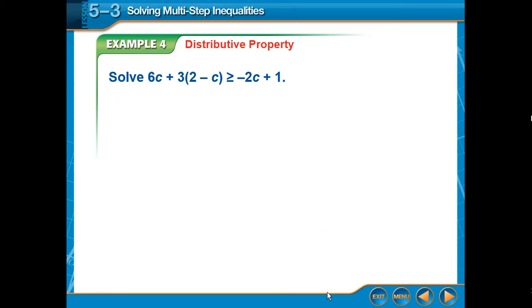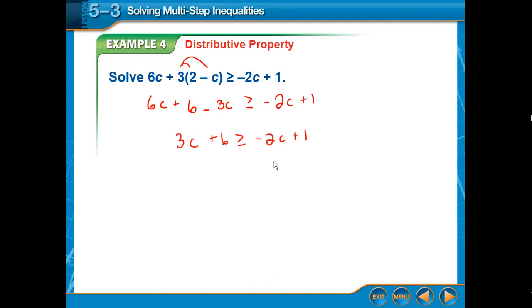If I have something with parentheses, I want to get rid of those first by using the distributive property. So I'm going to distribute 3 into both of those things. I'm going to have 6c plus 6 times 2 is 6, 3 times negative c is negative 3c, and that's greater than or equal to negative 2c plus 1. Combining any like terms, I have 6c and negative 3c, so this is going to be 3c plus 6 greater than or equal to negative 2c plus 1.